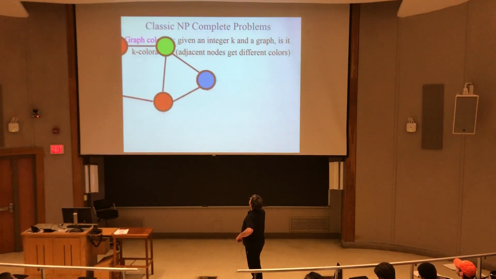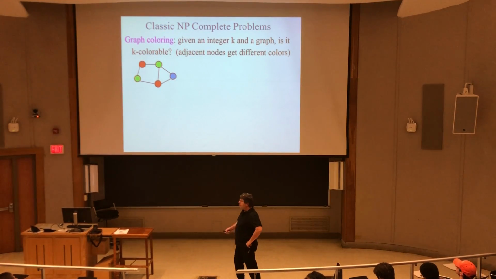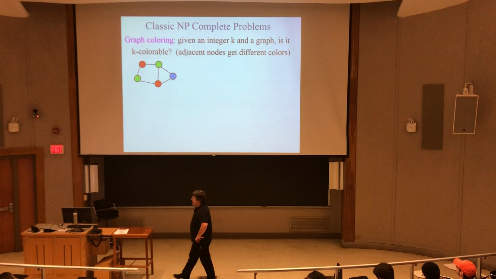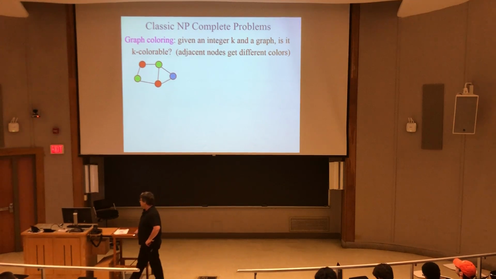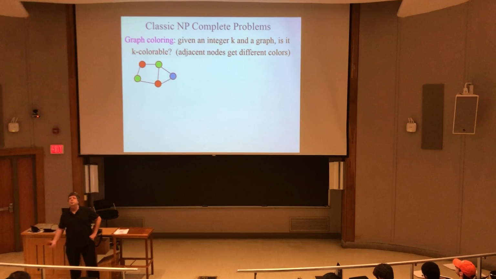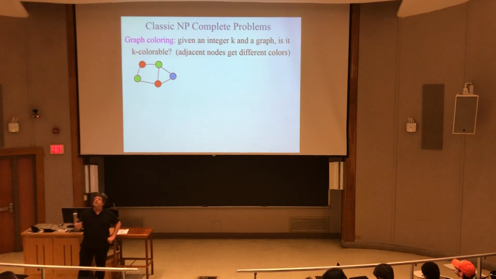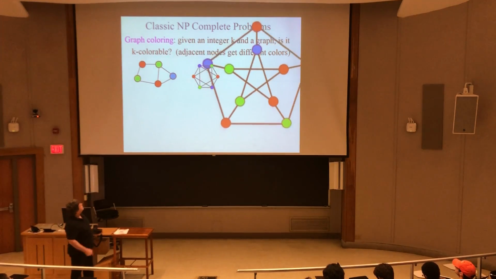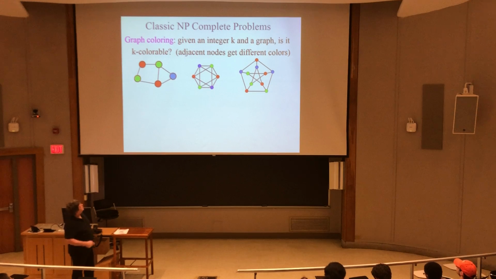Okay, so graph coloring. I give you a graph and you tell me if it's colorable using, say, 3 colors, where no two nodes that have an edge between them share the same color. So here are some examples of 3-colorings of a graph. No two nodes share a color if they have an edge in between them.